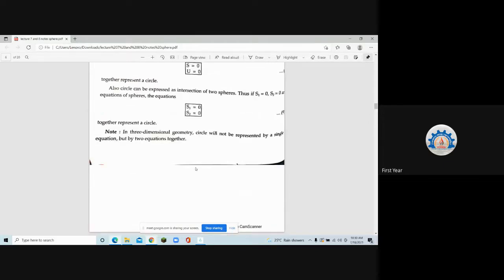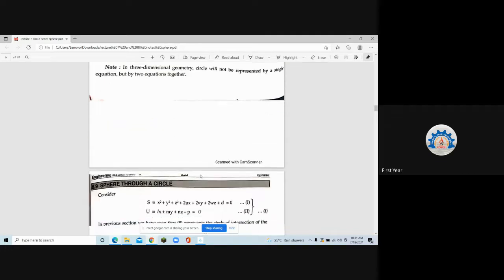Now let's see how to proceed. You got the intersection of two things, a sphere and a plane or a sphere and a sphere. That will give me a circle. From that circle, a new sphere will pass, and that is what we want to find. Are you getting it?